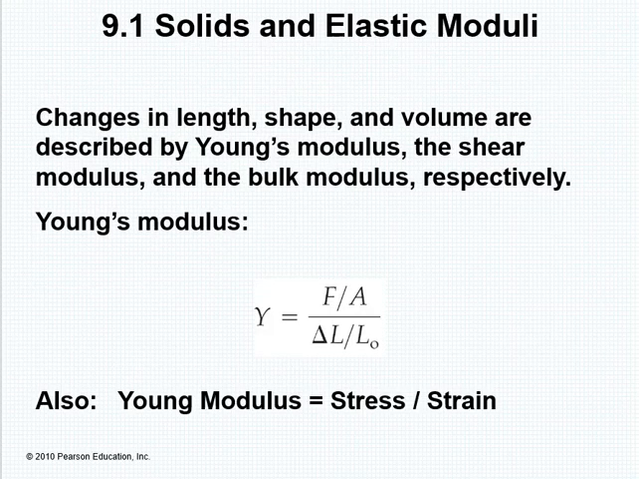All right, changes in length, shape, and volume are described by Young's modulus, the shear modulus, and the bulk modulus, respectively. Right now we're going to talk about Young's modulus. Young's modulus, today I've used this Y up here, this Greek-looking Y, equals force over area. Well, what have we learned that to be? Force divided by area is stress. The change in length over L naught, or L minus L naught over L naught, is the strain. So Young's modulus is also stress over strain.